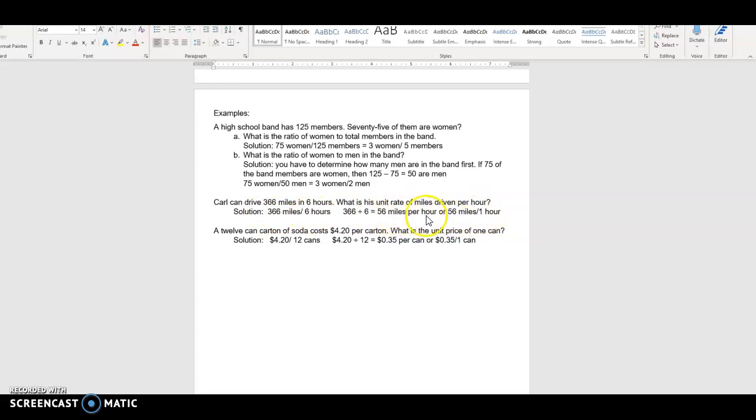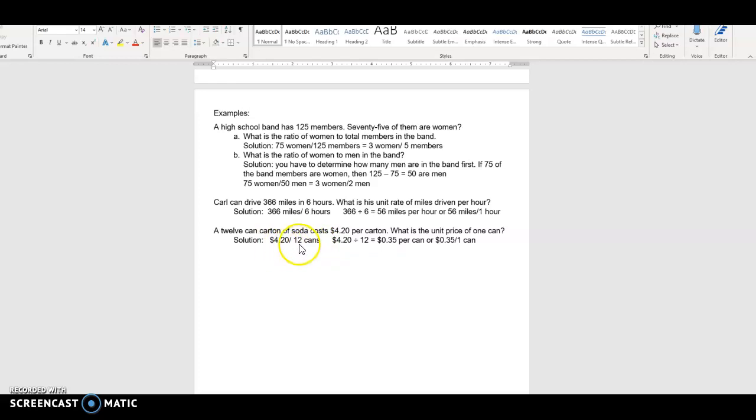Now, when you're talking unit rates, you can write it like this, or you can write it like this. Both are acceptable. This one says a 12-can carton of soda costs $4.20 per carton. I want to know what's the unit price of just 1 can. Unit price is a unit rate. It's just that we're now dealing with money. So when you're doing a unit price, money has to go on top, divided by the other unit of measure, which in our case was per carton, which was 12 cans.